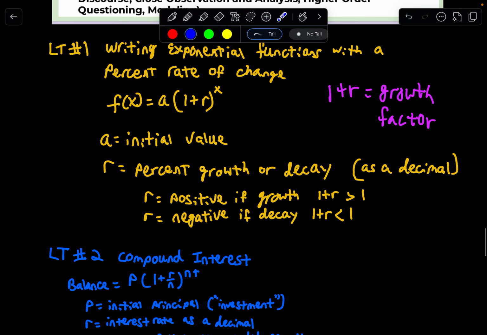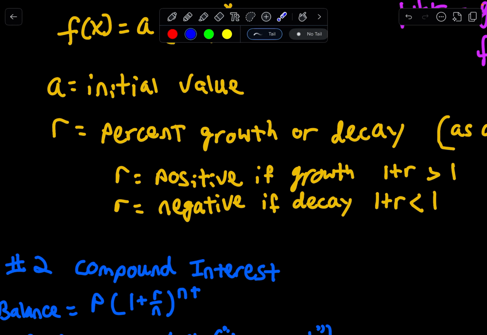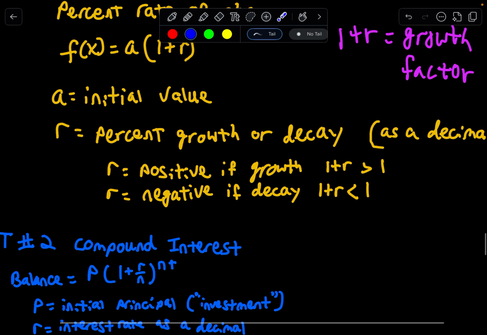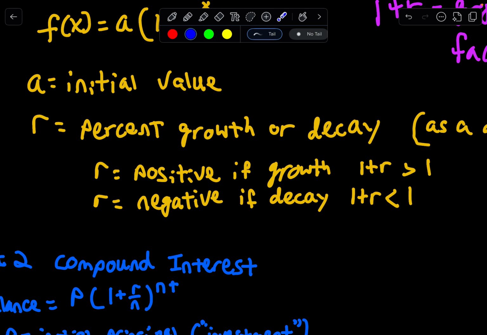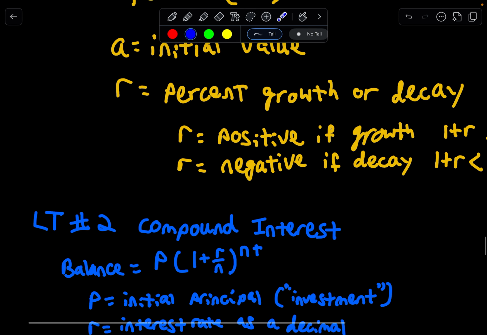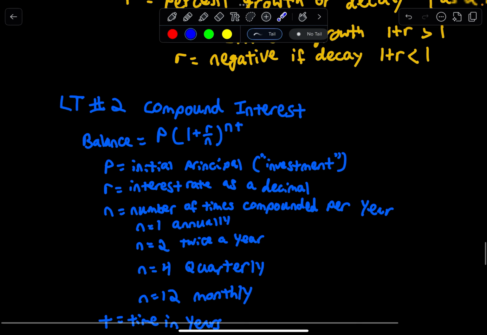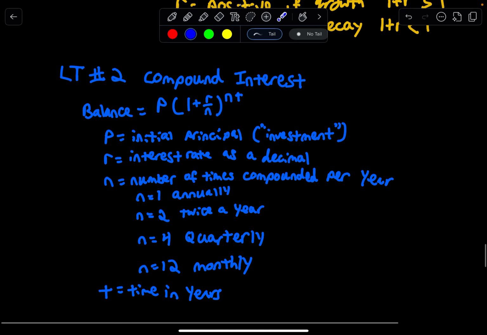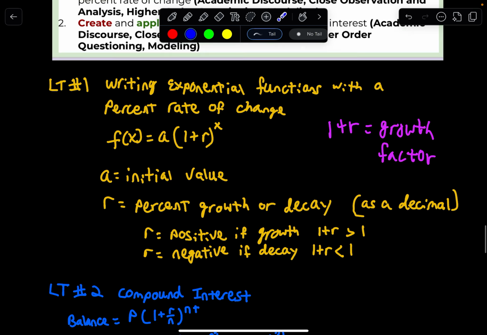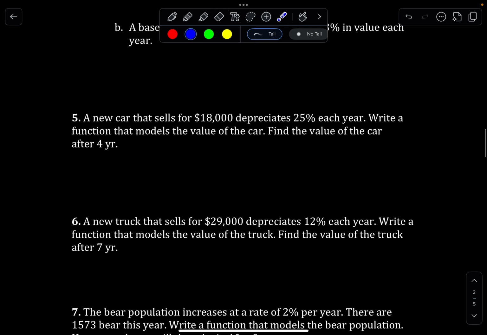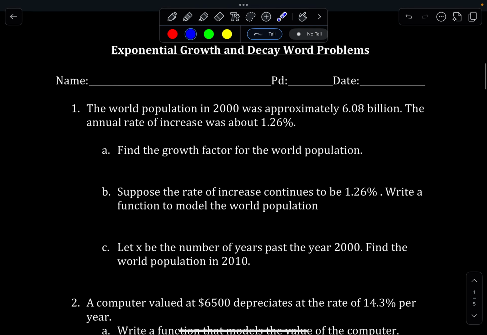Now the thing is, r is positive if it's growth. That's because if r is positive, 1 plus r is bigger than 1. That's exponential growth. Again, r must be a decimal. If r is negative, it's decay, because 1 plus a negative number is less than 1. And then this is the second learning target. It's a neat application that we'll talk about after the quiz. So we're just focused on learning target number 1 in this. That's what all these word problems are.